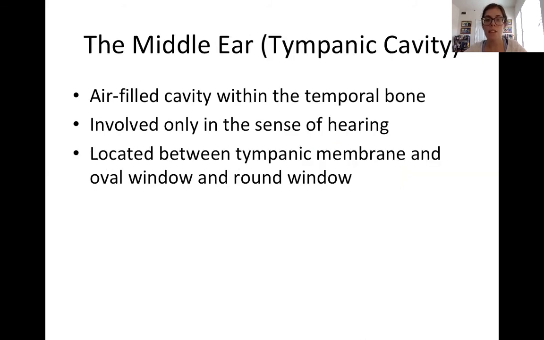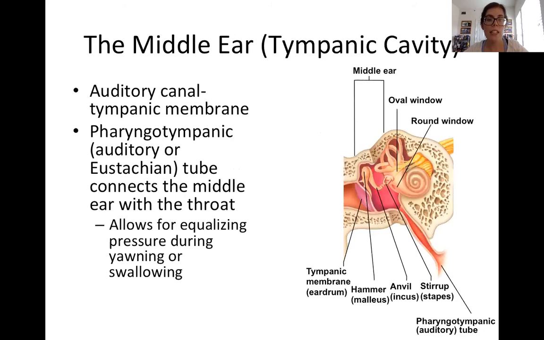Now, the middle ear, the tympanic cavity, again, it's an air-filled cavity in our temporal bone here, and it's also involved only with the sense of hearing. It's located between that tympanic membrane and our oval and round windows. And this is where we're going to have our pharyngotympanic tube come in. It's also sometimes called the auditory tube. It's also sometimes called the eustachian tube. So this tube has lots of names. And what it does is it relieves the pressure in this middle ear. So you can see that it's an air-filled cavity, and it actually is kind of a closed system.